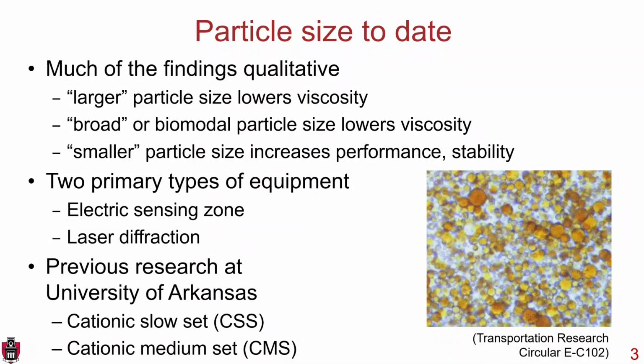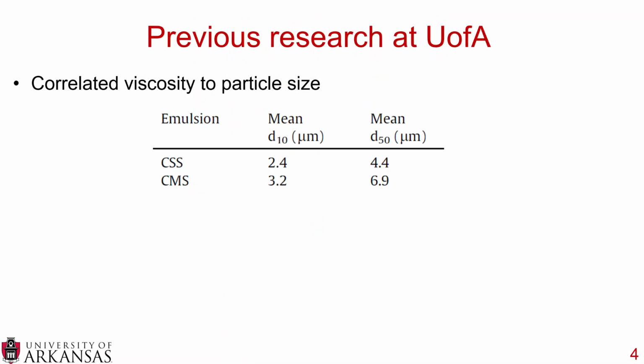And previous research at the University of Arkansas did capture cationic slow set and cationic medium set emulsion particle size, but it was a relatively small data set. And this work looked to increase the understanding of different types of cationic asphalt emulsions. So, like I mentioned, previous research found mean values for D10 and D50. So if you recall, D10 is 10% of the particles in the particle size distribution are smaller than the D10, 90% are larger, and the D50, it's 50% are smaller, 50% are larger.